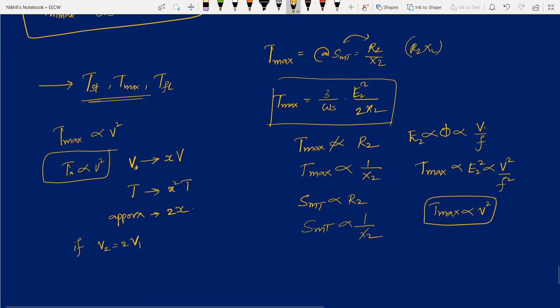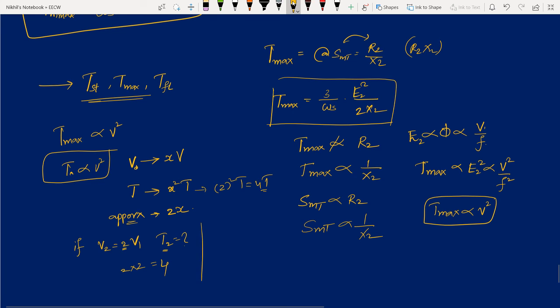Then what is the change in torque? What will be T2? According to this convention, if voltage is increased 2 times, then T2 will be 2 times x, that is 2 × 2 = 4. And if you put this in the formula, 2² × T is equal to 4 times T, it is satisfied. Now you may say it is satisfied only because x is equal to 2.